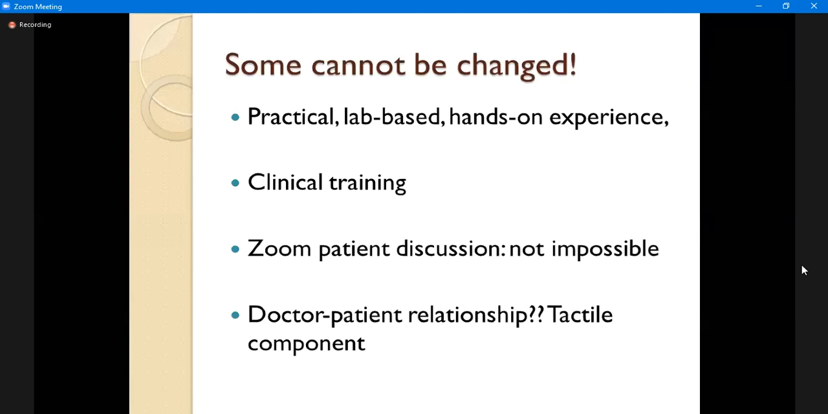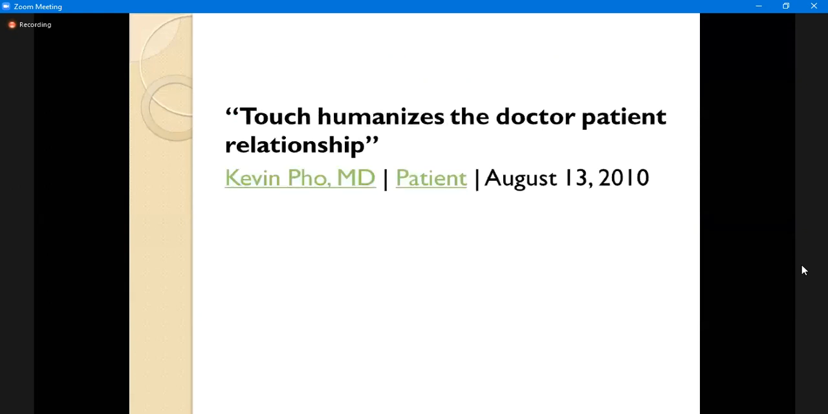But I don't know whether you can entirely replace the required clinical training with that kind of teaching mode. Perhaps not, because people think the tactile component is one of the important parts of the doctor-patient relationship. You place your hand on somebody's shoulder and pat them on the back and say, you are going to be all right, I'm going to take care of you. That kind of assurance, you can probably not get through that kind of teaching mode. I think you may have heard that touch humanizes the doctor-patient relationship. Now we say don't touch, but again, the tactile component is one of the important things in this doctor-patient relationship.